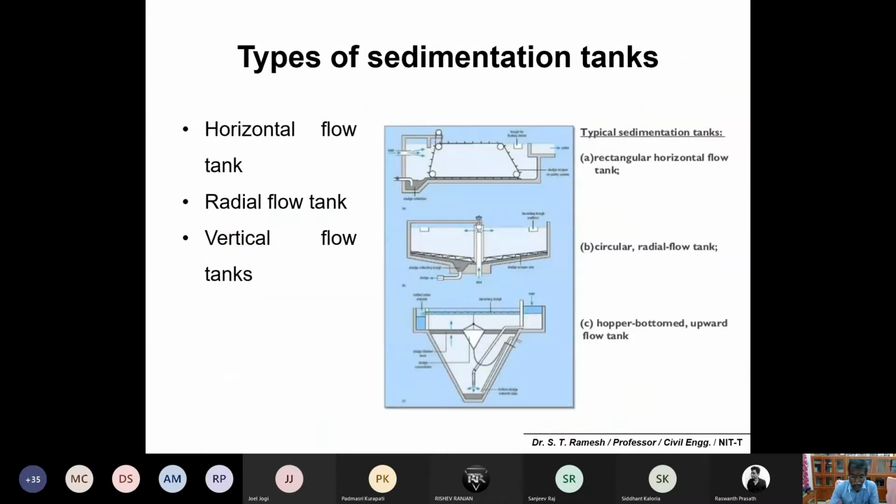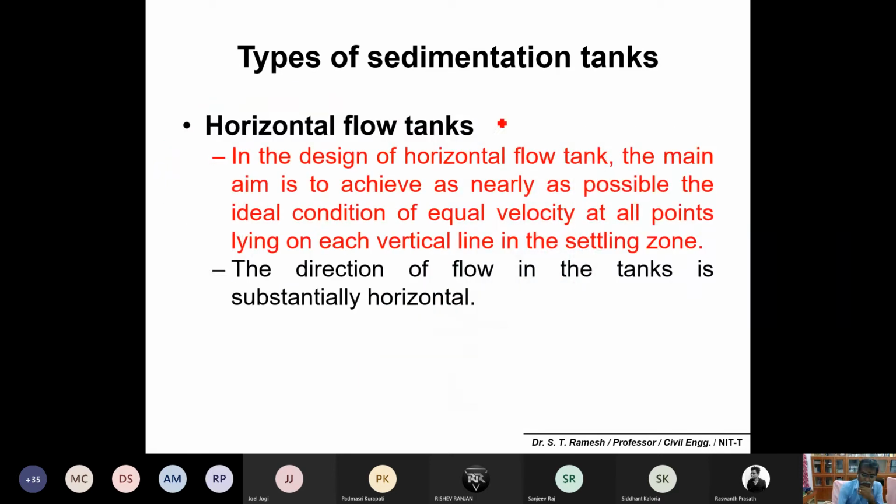Being familiar with these classifications or zones, we'll move on to types of tank. Number one, horizontal. Number two, vertical, radial. Anyway, vertical we are not going to discuss. Only two: horizontal flow tanks and radial flow tanks. We'll discuss them one by one.